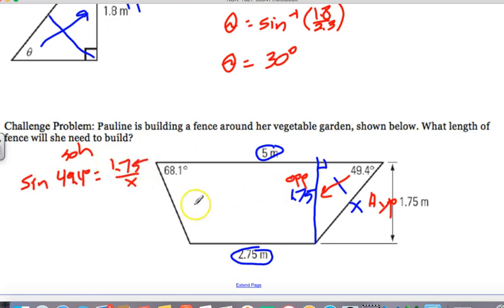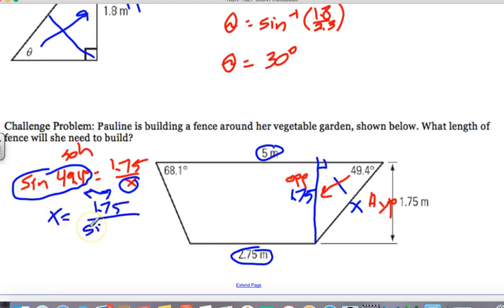And then this is a situation where variable's on the bottom, so we're going to swap these. So x is going to equal 1.75 over the sine of 49.4 degrees. And whenever you type that in, you should get 2.30.